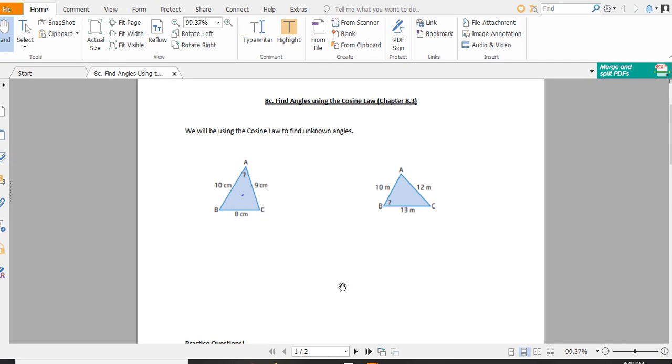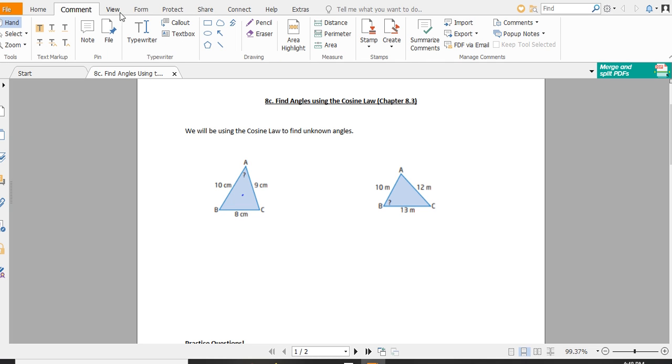Hey guys, welcome to the second last lesson, 8C, find angles with the cosine law. Now, in the last worksheet, I did not include an example where you might have to rearrange.